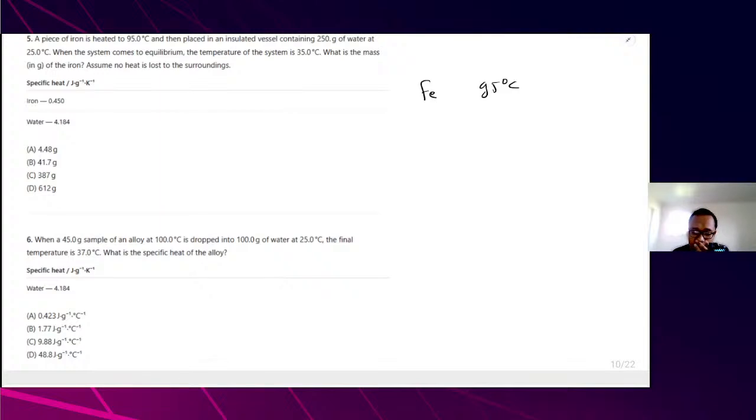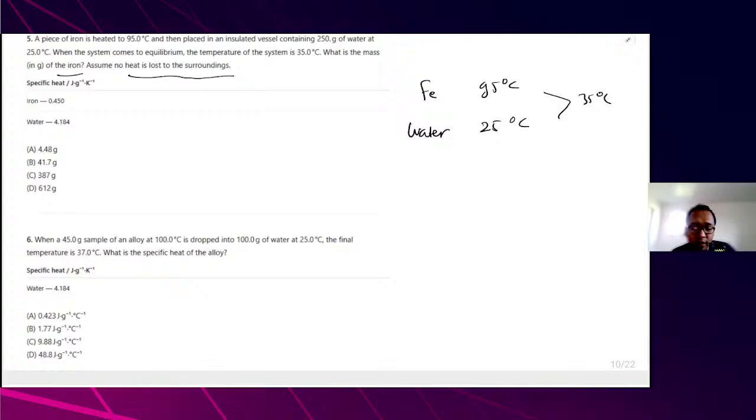Then the temperature of the system: place an insulated vessel containing 250 gram of water at 25 degrees Celsius. When the system comes to equilibrium, when it is combined together, the temperature of the system is 35 degrees Celsius. What is the mass in gram of the iron? Assume no heat is lost to the surrounding.